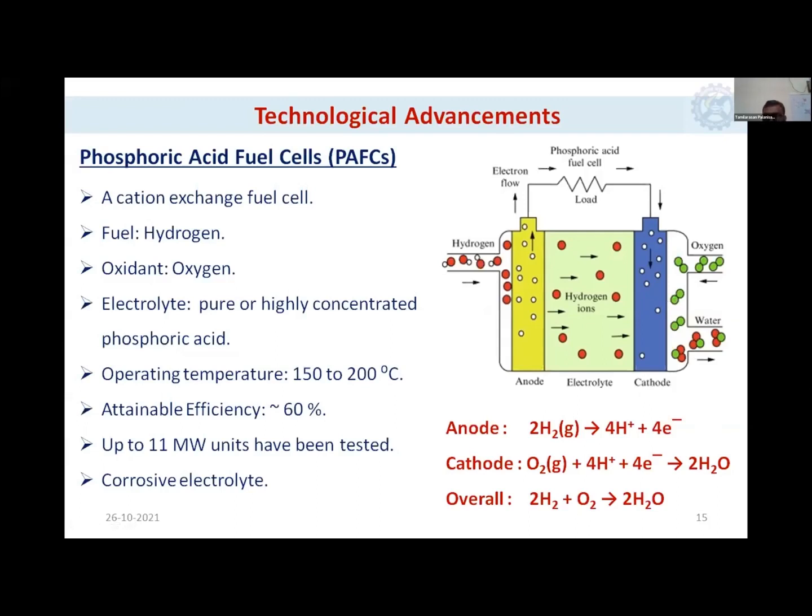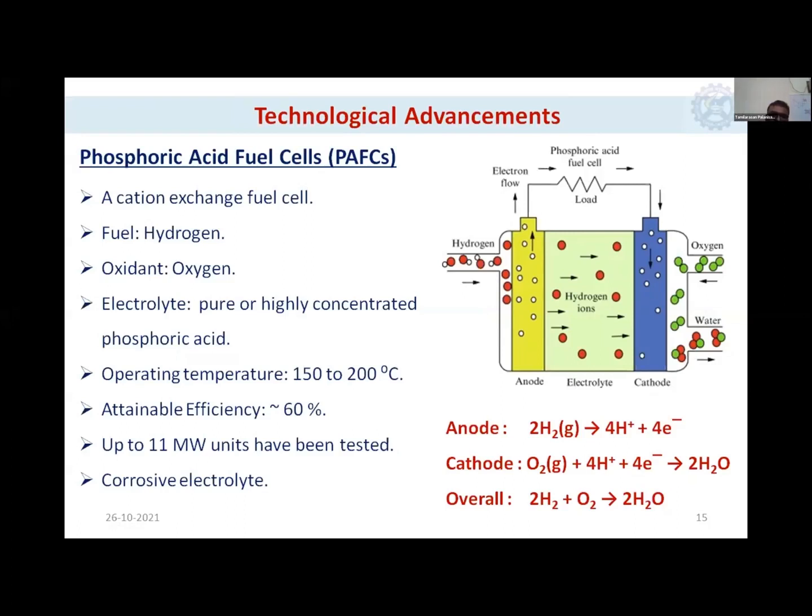And at the end of the reaction, you will get water as a byproduct. Okay, so it is a clean source of energy. And we have started with some liquid phased electrolyte, and we have found that liquid phased electrolyte have some disadvantage. So we end up with a solid oxide fuel cell, which is a solid state electrolyte fuel cell.